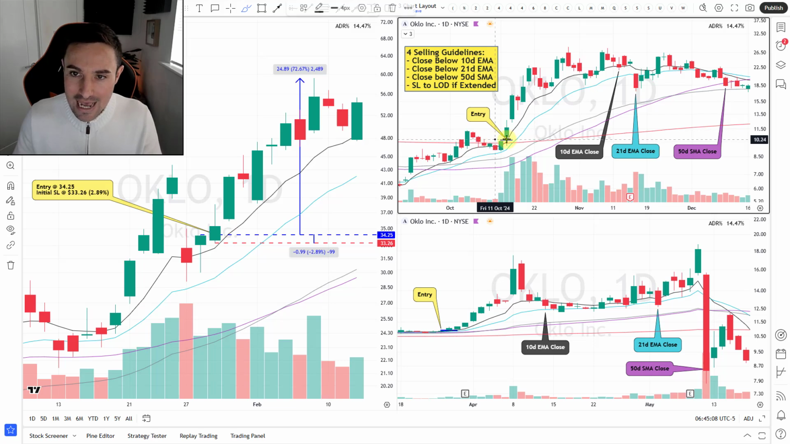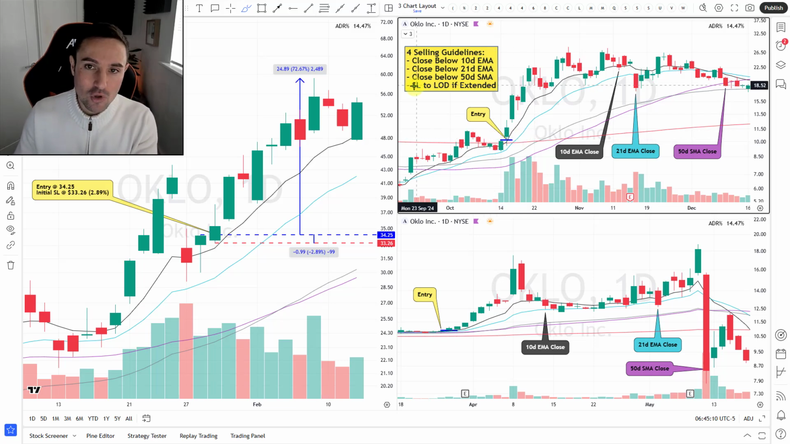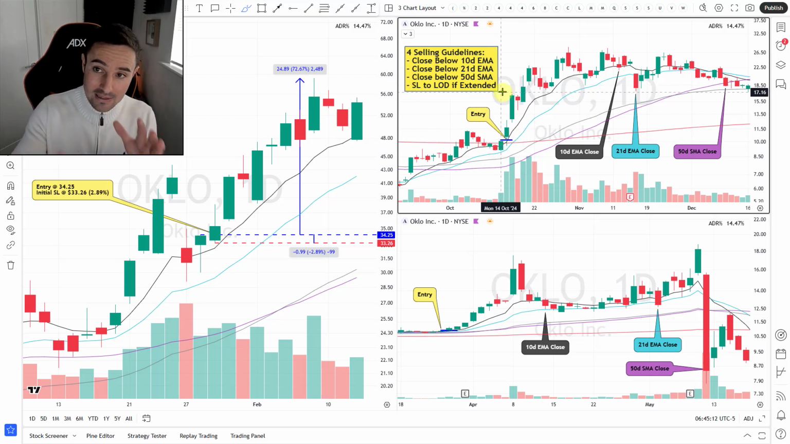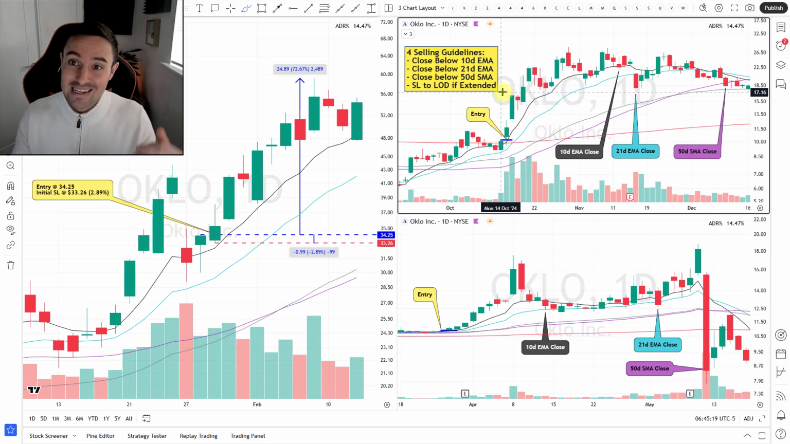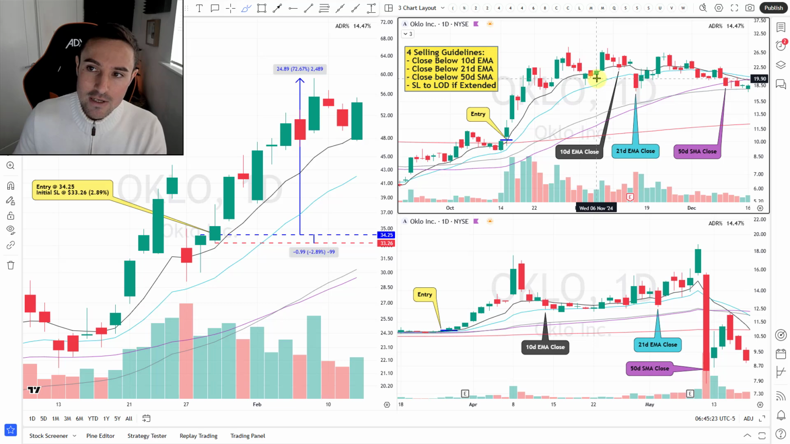So let's say that you had an entry here. Now we're going to leave out the stop loss to the low of the day if extended until I've taken you through the moving average example. Then we'll add a little bit of complexity for when the stock is short-term extended and I like to move my stop loss to the low of the day. I really like that technique.